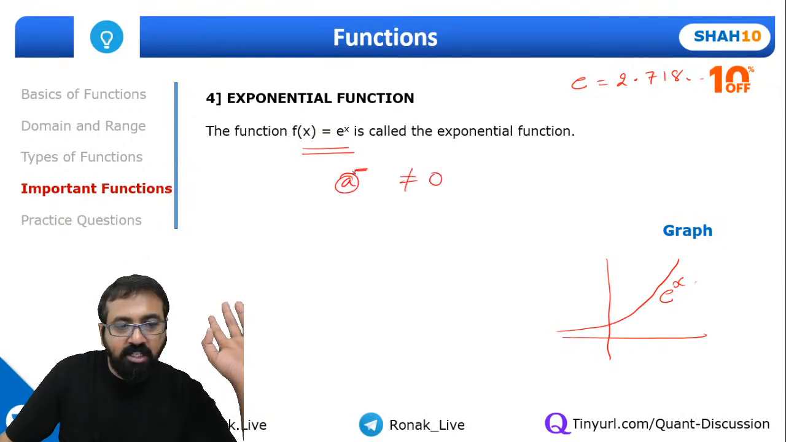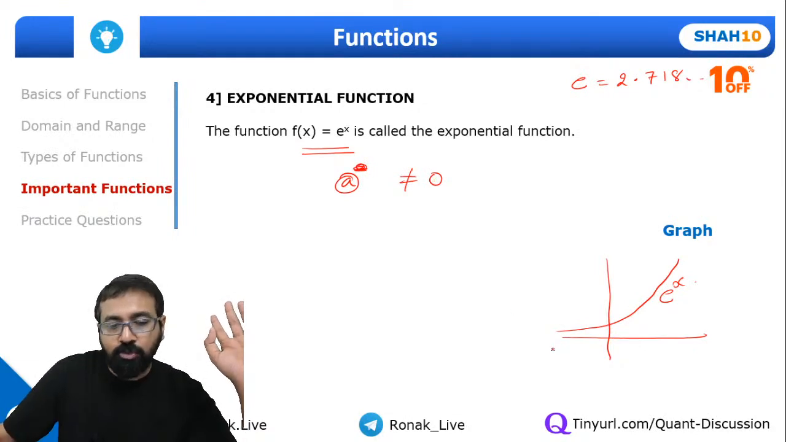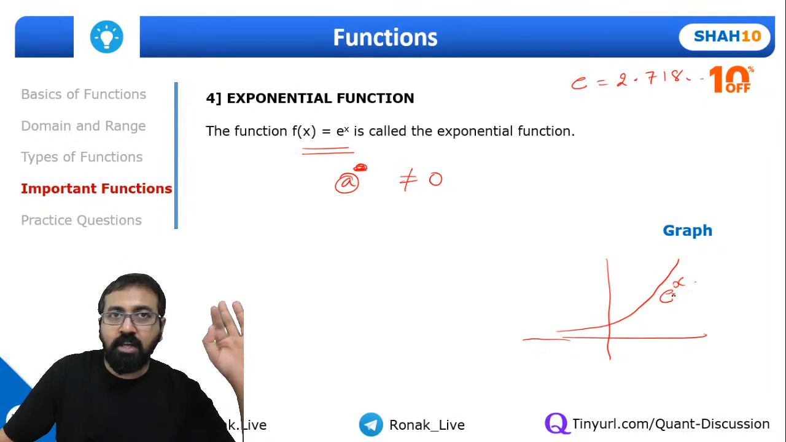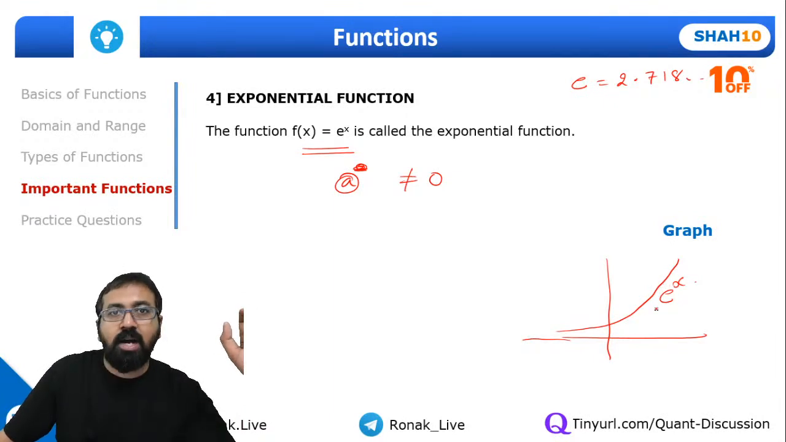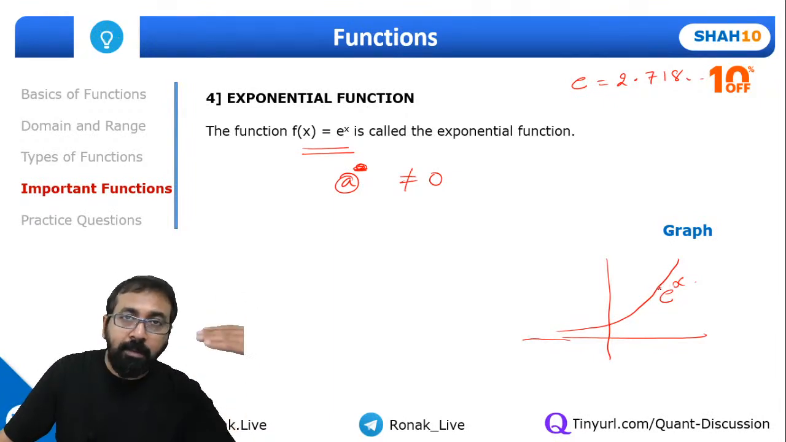Any positive number raised to any power will never be equal to 0, and that's why this graph never touches the x-axis. So this is the graph of f of x equal to e raised to x, and I'll show you the CAT question where this graph is required. Please quickly memorize these graphs.